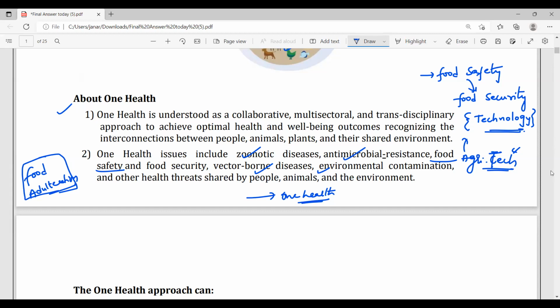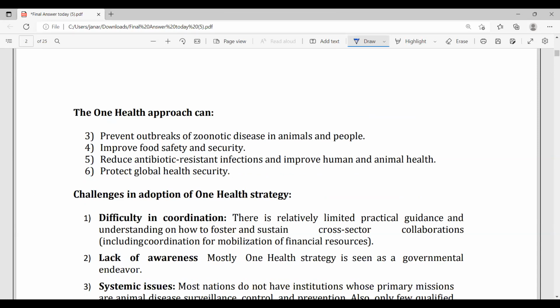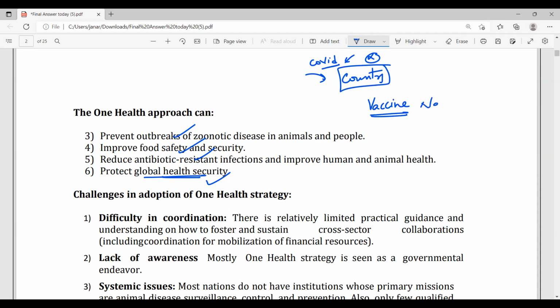Fine. So in this manner, we can always look at advantages. The One Health approach can prevent outbreaks, improve food safety, reduce antibiotic resistance, and support global health security. One Health doesn't mean it is about one country alone. Even if one country was able to control COVID, it doesn't mean that COVID will be controlled. That is the reason for the huge controversy around vaccine nationalism: that we will first give to our own nation's people, and only then go for other nations.